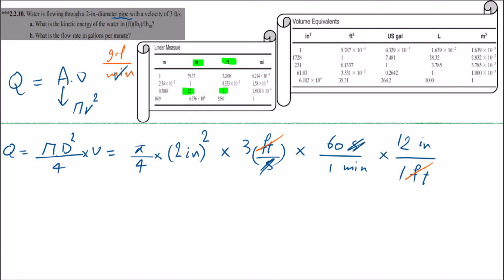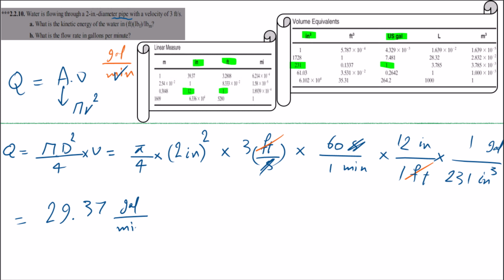have cubic inches. And if we convert cubic inches to gallon, the answer will be fine. 1 gallon, 231 cubic inches. If you calculate this, the answer will be nearly 29.37 gallon per minute. And this will be your answer for part B.